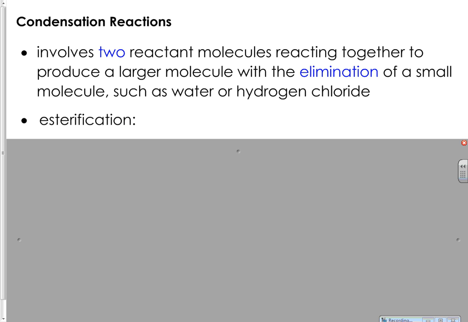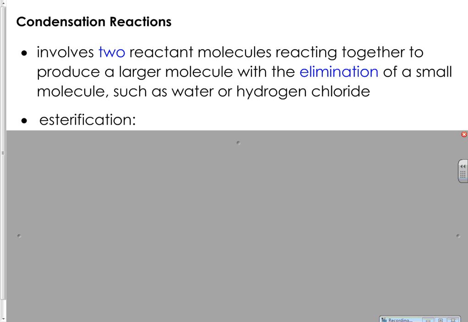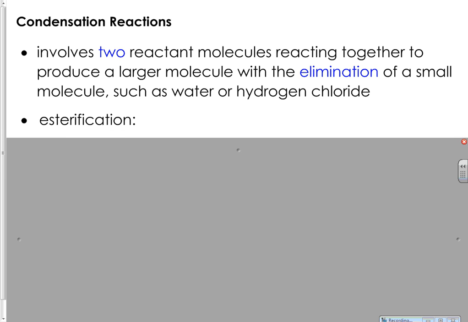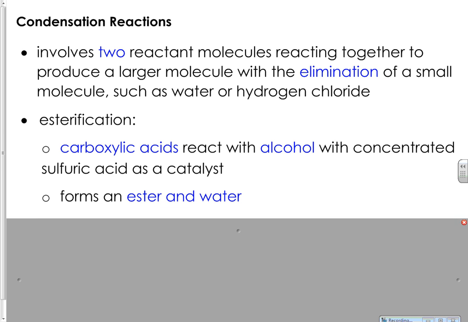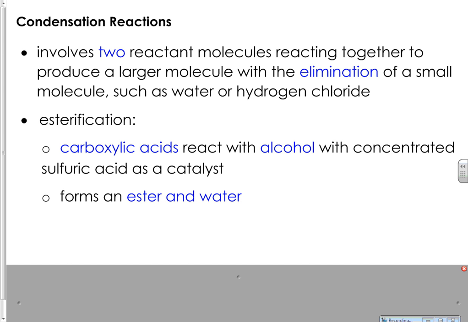So basically what you have is two reactant molecules that will react together to produce one larger molecule, but you're going to eliminate some small molecule, like usually water or HCl, to get out of there. Now, a good example of this is making an ester. We call that process esterification. So you're making an ester.